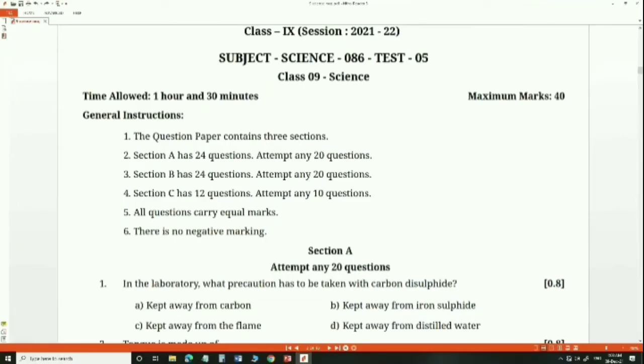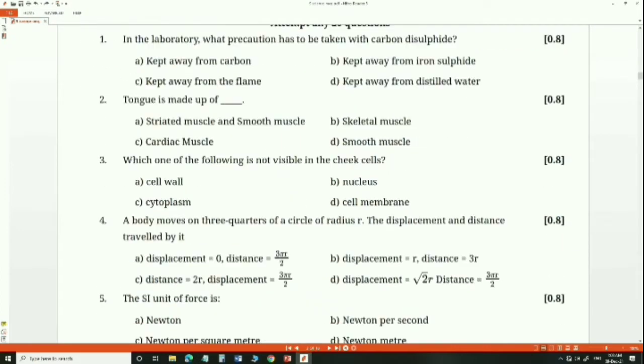Class 9 miscellaneous questions of science: physics, chemistry, biology, maths, MCQs. The first question is, in the laboratory what precaution has to be taken with carbon disulfide?